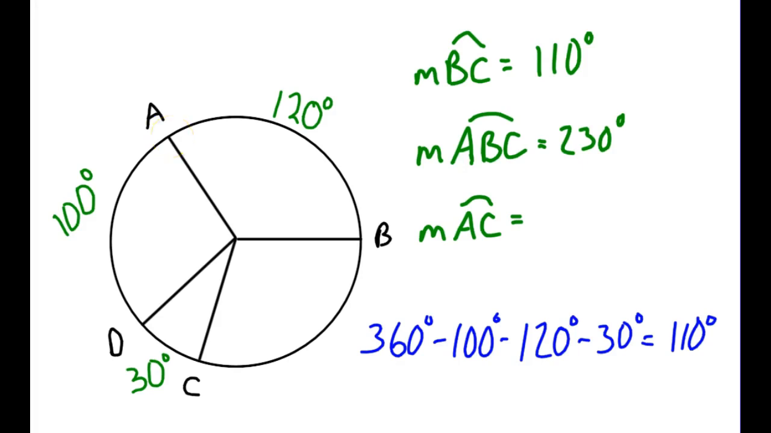Similar idea if we want to find the measure of arc AC, that consists of arc AD and arc DC. So if we add those two arcs together, 100 plus 30, the measure of arc AC is going to be 130 degrees.